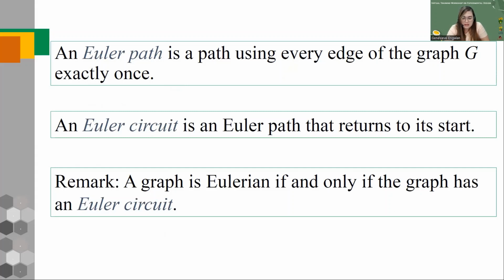He had this definition. We have the Euler path, a path using every edge of the graph G exactly once. Meaning, we pass through every edge exactly once. The edges are those lines. Exactly once, you cannot go back over one. The Euler circuit is an Euler path that returns to its start. Meaning you pass every edge but start and end at the same vertex, wherever you begin is where you end, as long as you cross every edge exactly once. And your graph is called Eulerian if you can find an Euler circuit in it.